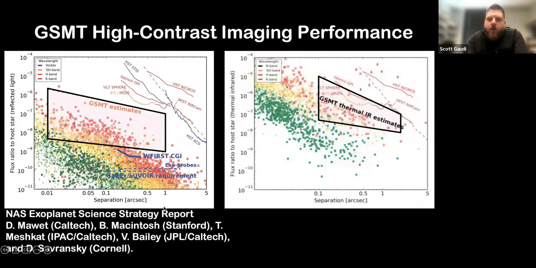Okay, and I won't go through these figures. I just point them out for reference. In the exoplanet science strategy, the members of the survey committee, in particular Dimitri Mawet and Bruce Macintosh and the other people listed here, worked extremely hard to come up with estimates for what ELTs would be capable of in terms of direct detection and characterization of exoplanets. So I encourage you to go look at the chapter of that report for what we can expect from ELTs.